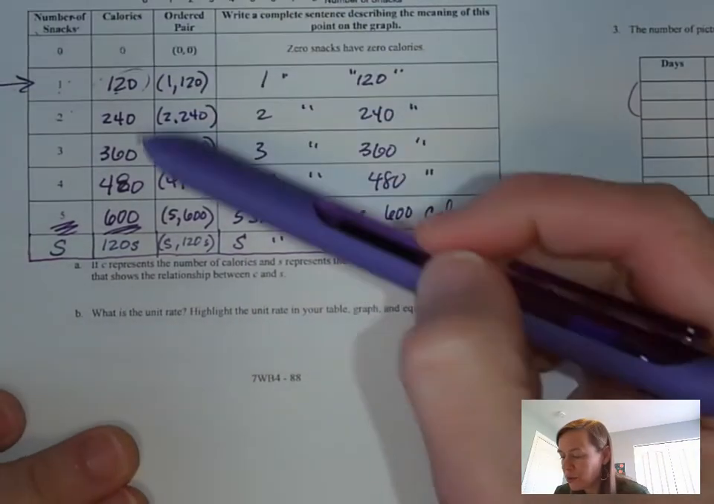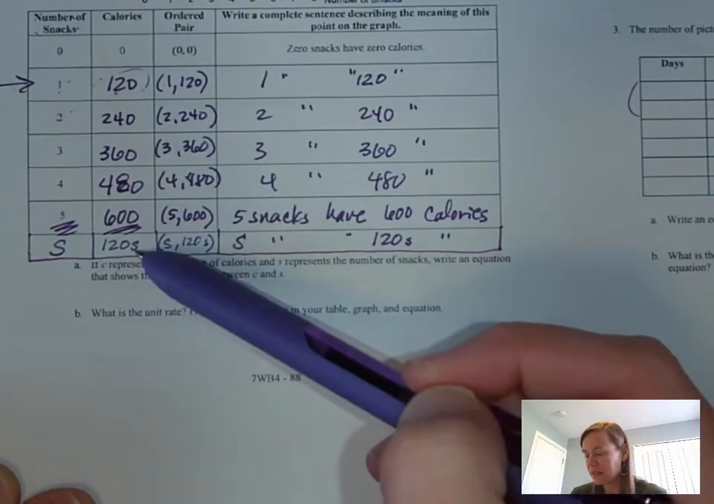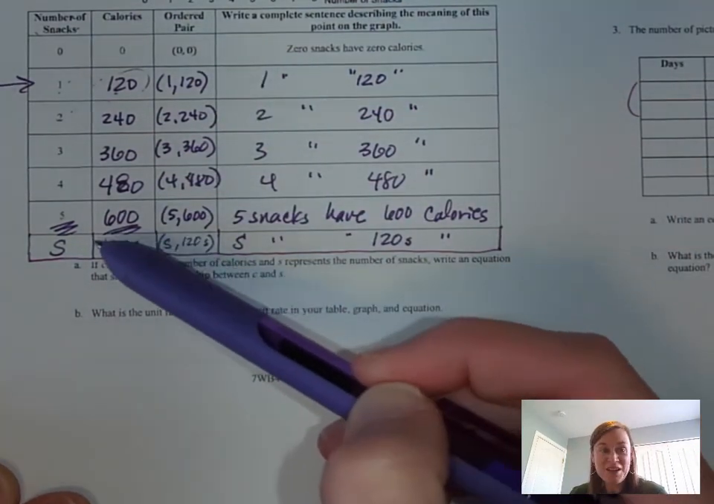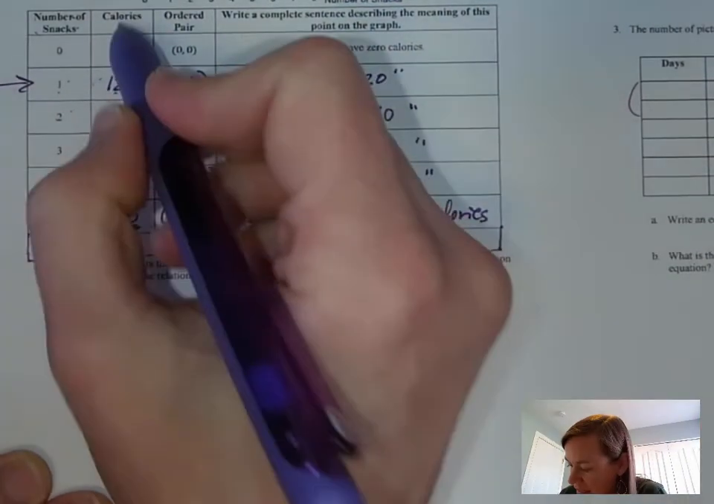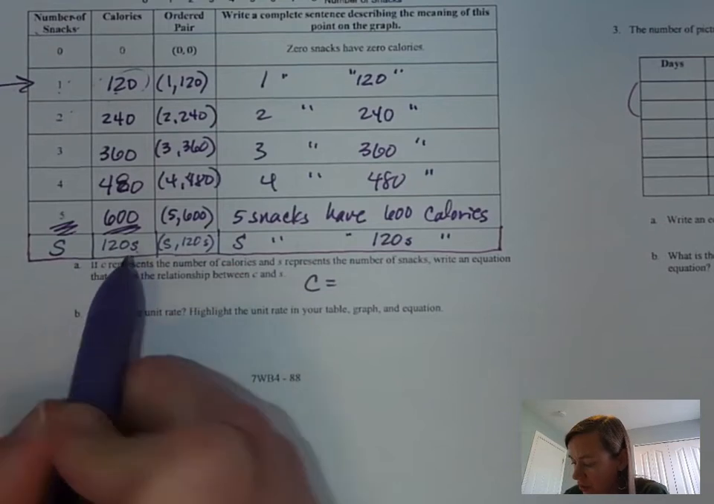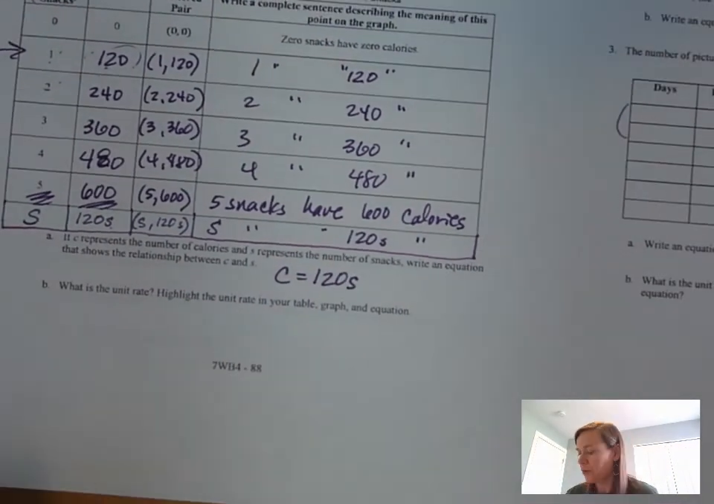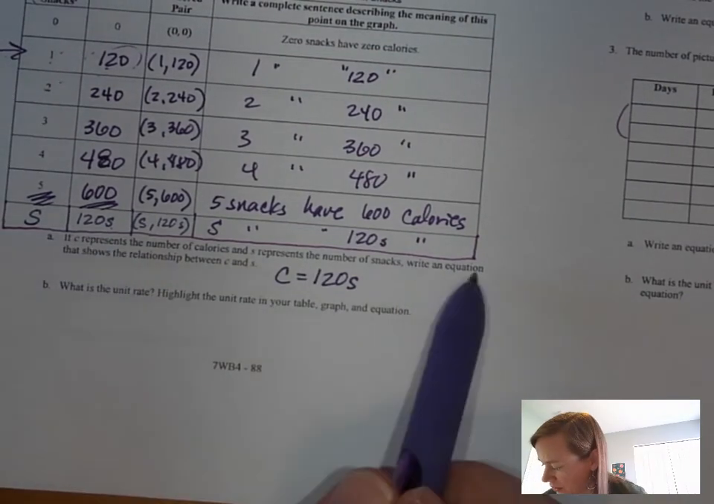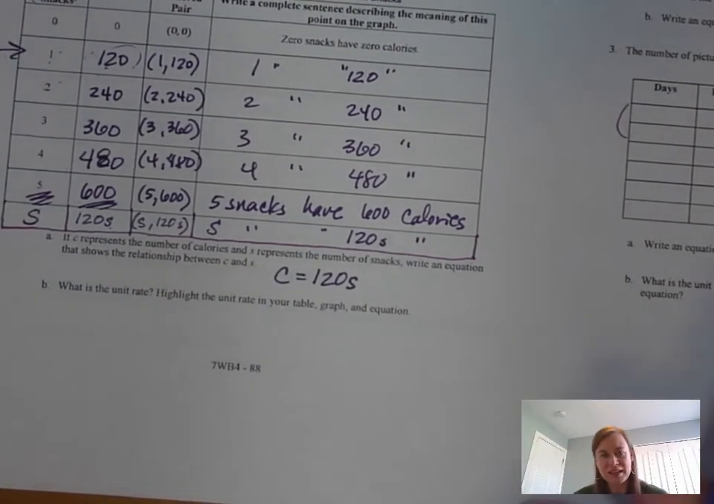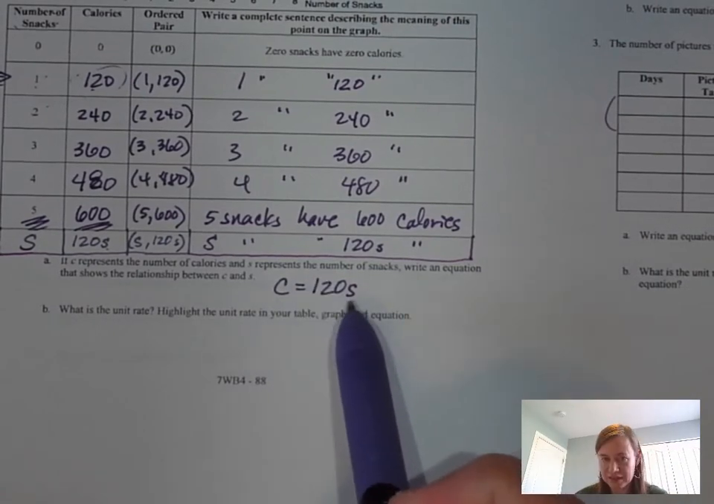Okay, so C, that's the calories. How do you find the number of calories using S? It's right there. It's 120S. You multiply it by 120, right? So you would say C, the calories, is equal to 120S. Okay, so that's all you have to do there. I believe, let me read it one more time. Yep, that's all it's asking us to do. So calories equals 120 times S.